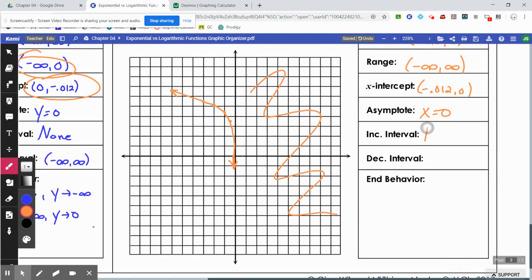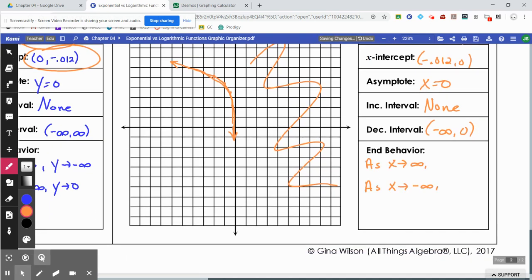Your function does not increase. However, it is constantly decreasing from negative infinity all the way to your asymptote line. And then finally, your end behavior. That's not going to be as x approaches infinity, that's going to be as x approaches your asymptote line. So as you travel to the right towards that asymptote line, your graph goes downhill. As you travel to negative infinity, your graph approaches positive infinity. So that should be y approaches negative infinity as you go to the right, and then positive infinity as you go to the left.